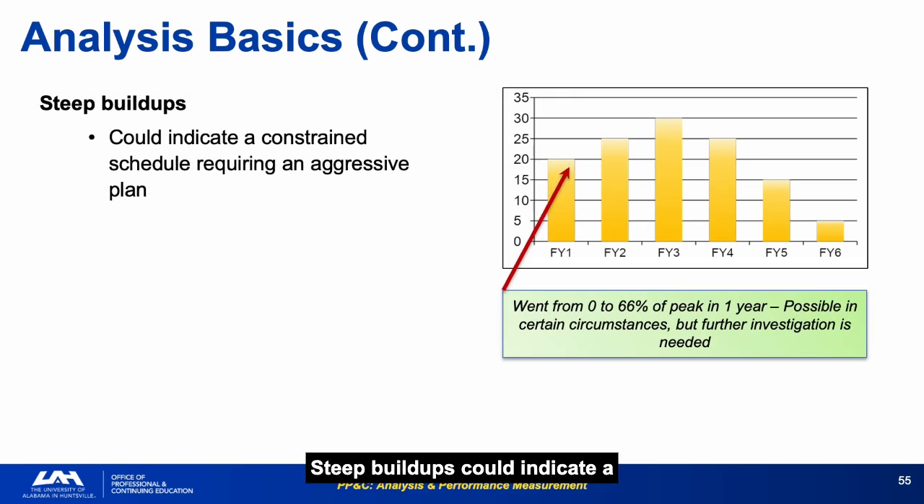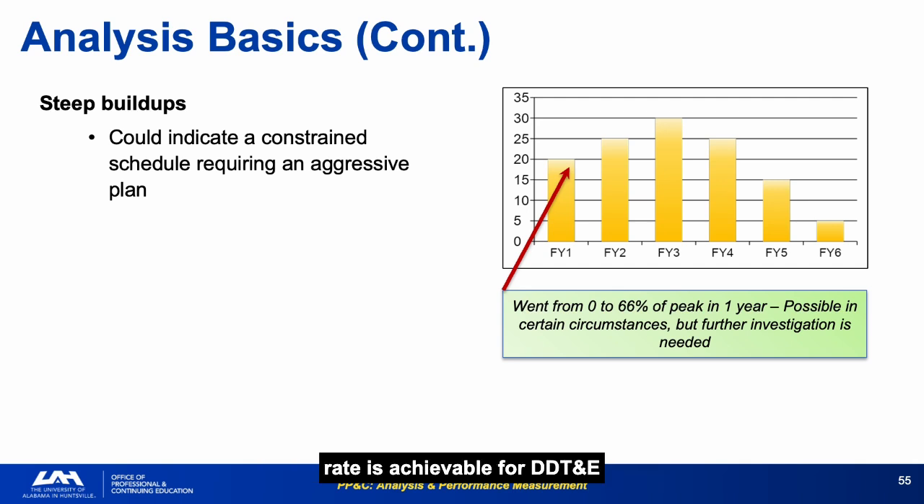Steep buildups could indicate a constrained schedule requiring an aggressive plan. Going from 0 to 66% of peak staffing in 1 year is possible in some circumstances, but requires investigation. The question is not whether a steep buildup is wrong. It is whether there is a credible explanation for how the workforce ramp rate is achievable.